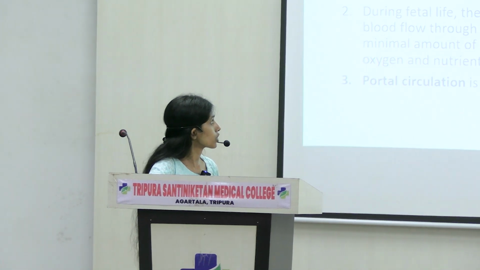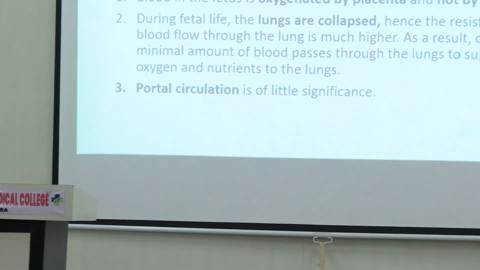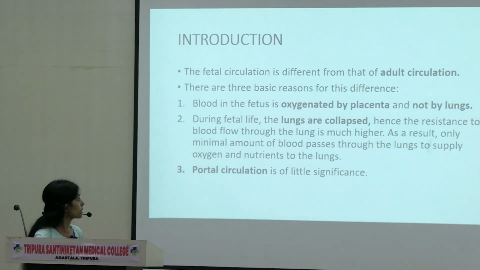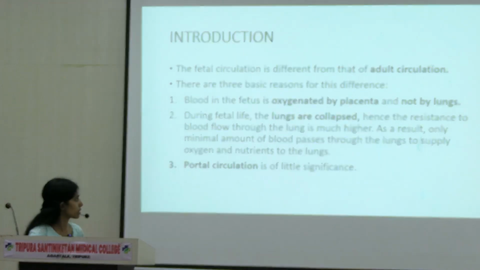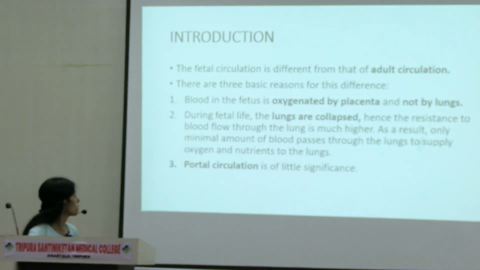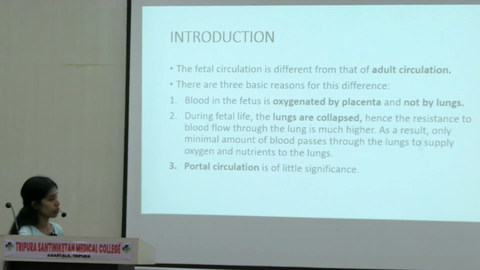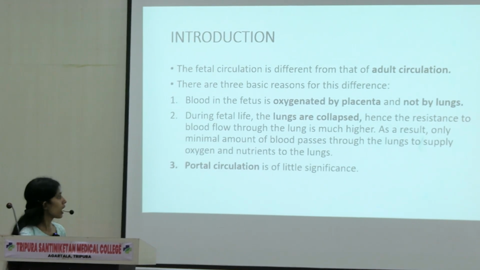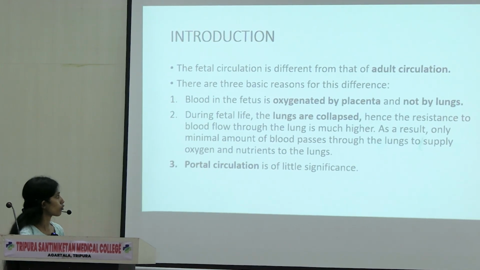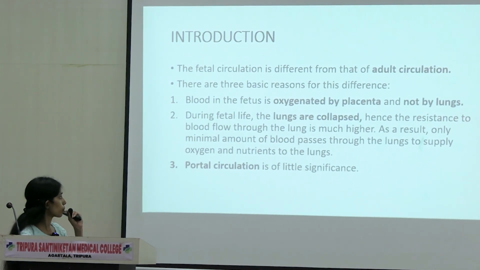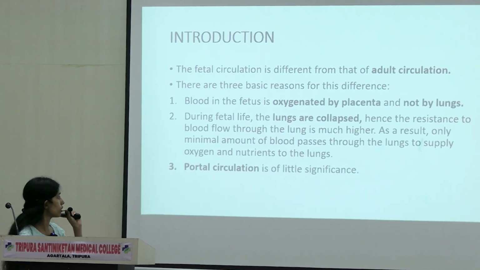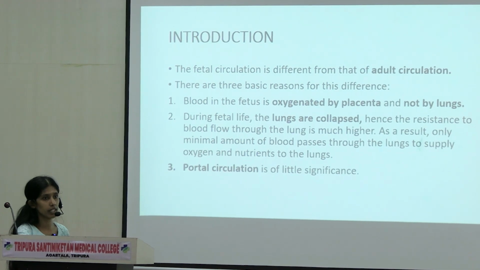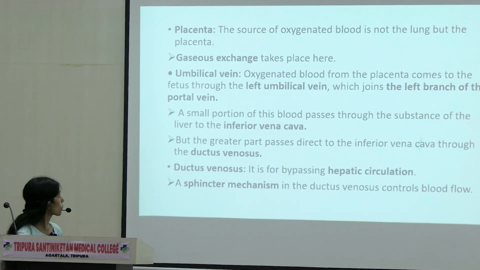The fetal circulation is different from that of the adult circulation. There are three basic reasons for this difference. Blood in the fetus is oxygenated by the placenta and not by the lungs. During fetal life, the lungs are collapsed, hence the resistance to blood flow through the lung is much higher. As a result, only a minimal amount of blood passes through the lungs to supply oxygen and nutrients to the lungs. Portal circulation is also of little significance in the fetal stage.